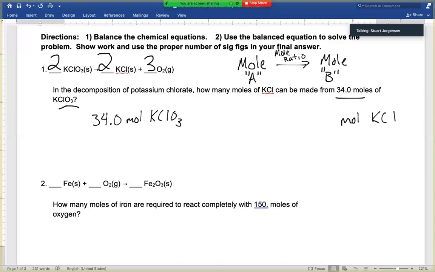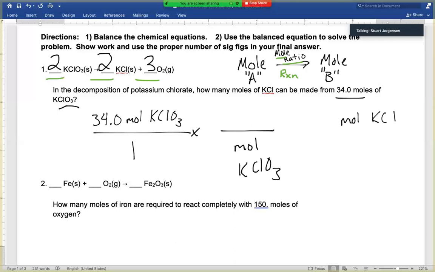Our mole ratio is really just going to be the coefficients, and I'll use green for that. Sound fair? So our mole ratio comes from the balanced equation, from the reaction, if you will. For this one, we're starting in potassium chlorate. We want to cancel that, so we're going to put moles of potassium chlorate in the bottom.